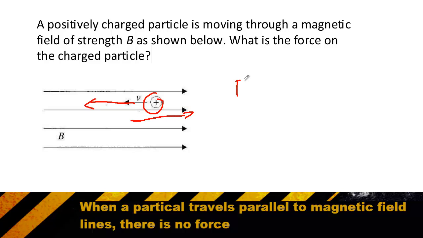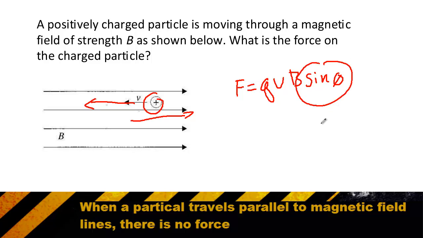But remember, the full equation is the force is equal to QVB times the sine of the angle. If the charged particle is moving parallel to the field lines, then the sine of the angle will actually be the sine of 0 degrees, which is 0. Or in other words, there is no force. And that's something we should have known because the strongest force is when the velocity is perpendicular or at a 90-degree angle to the magnetic field lines.